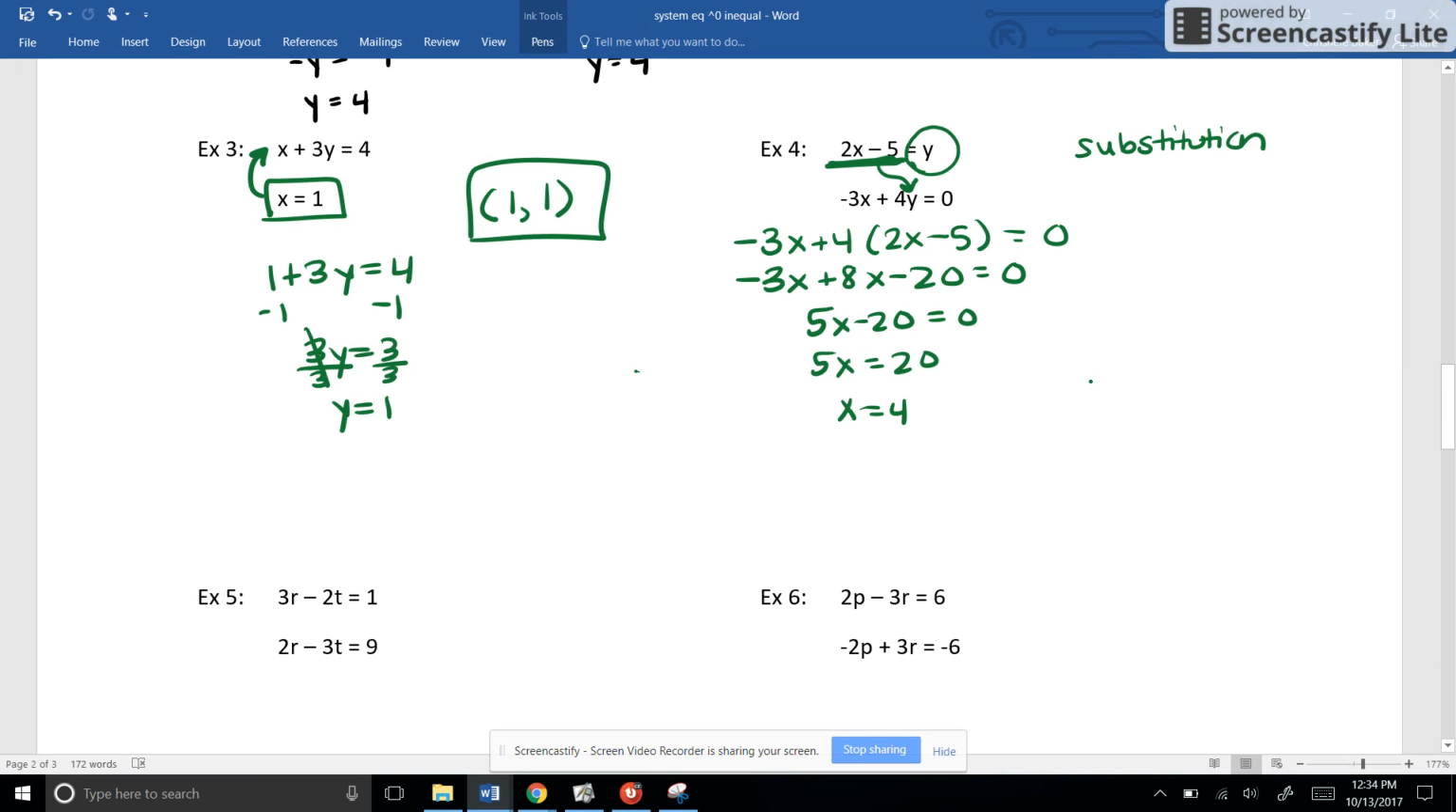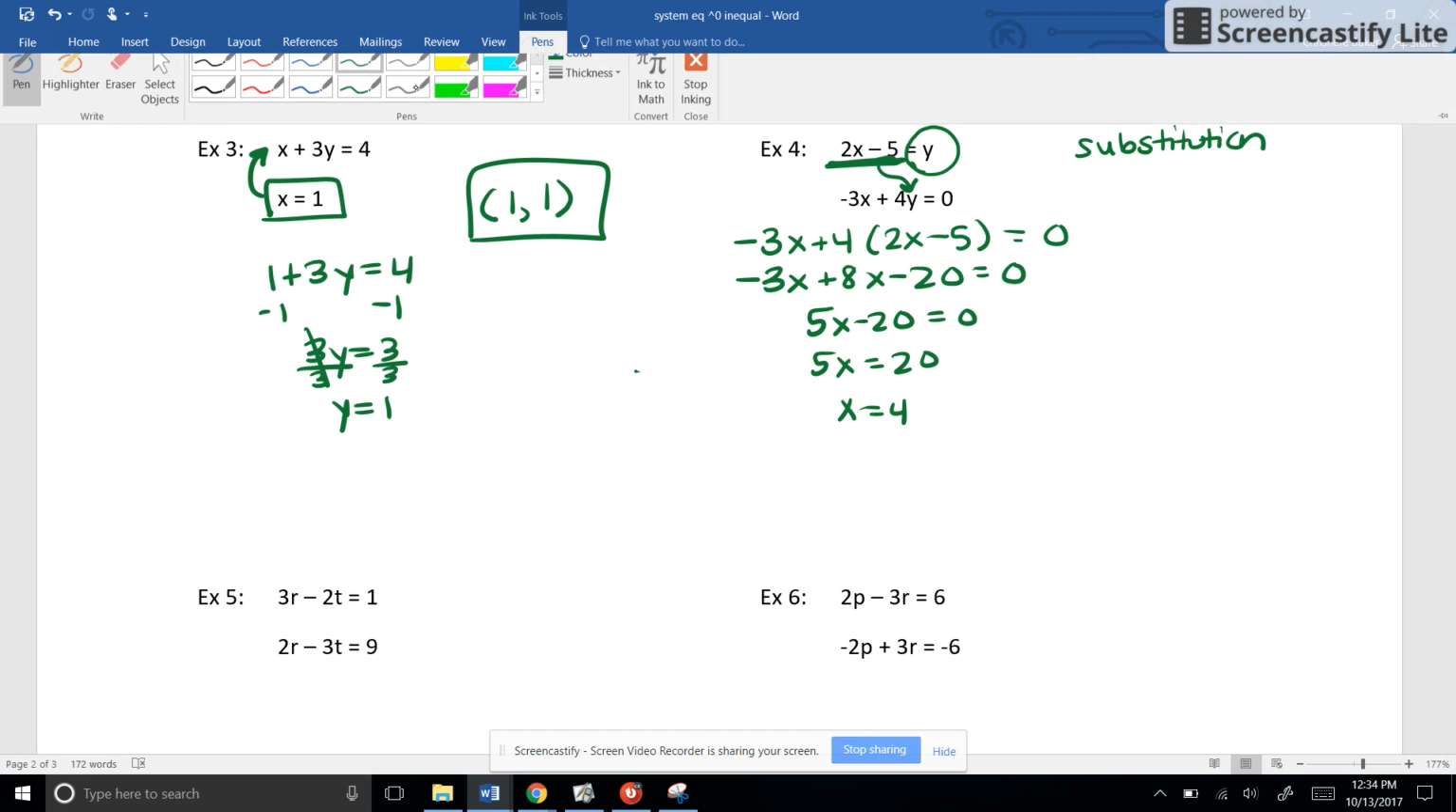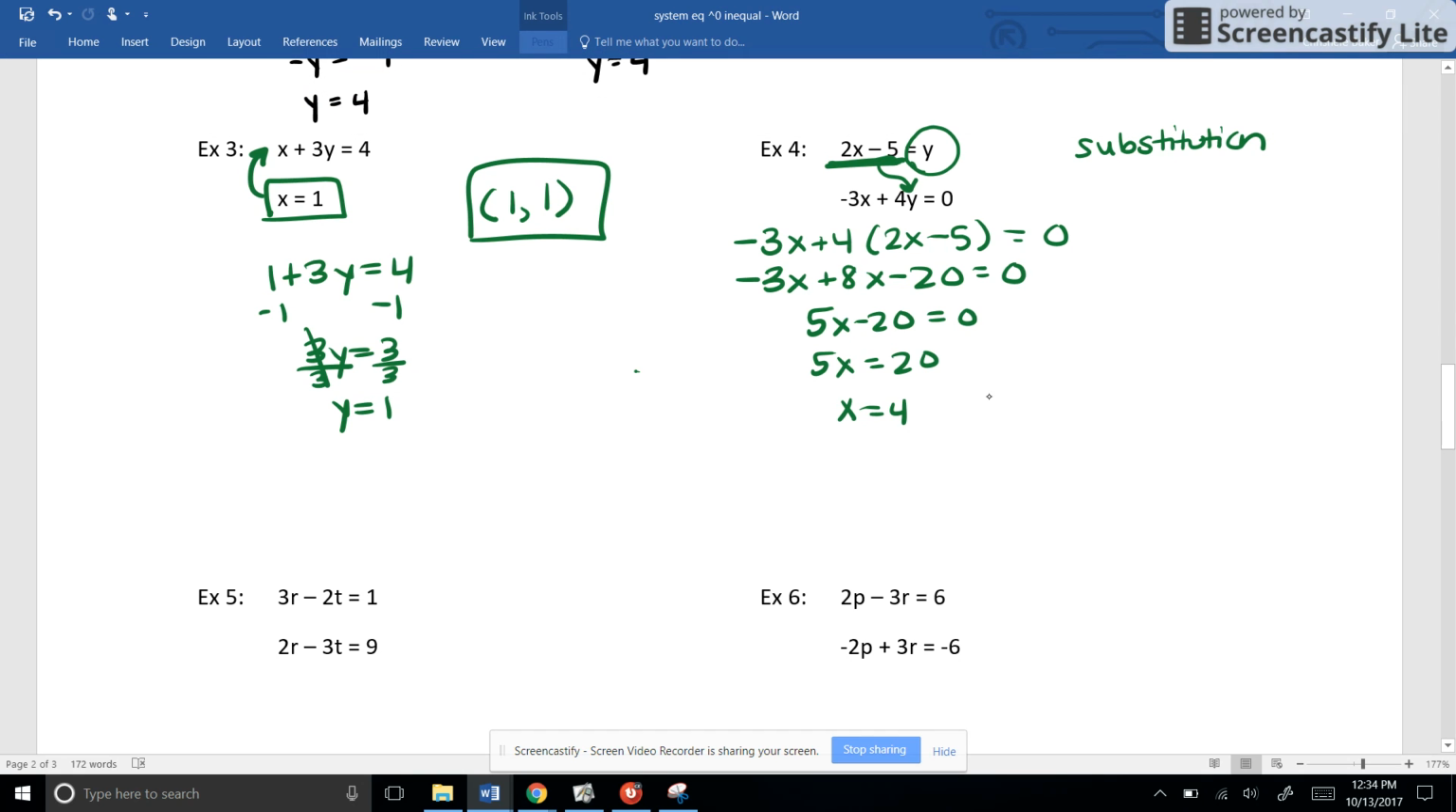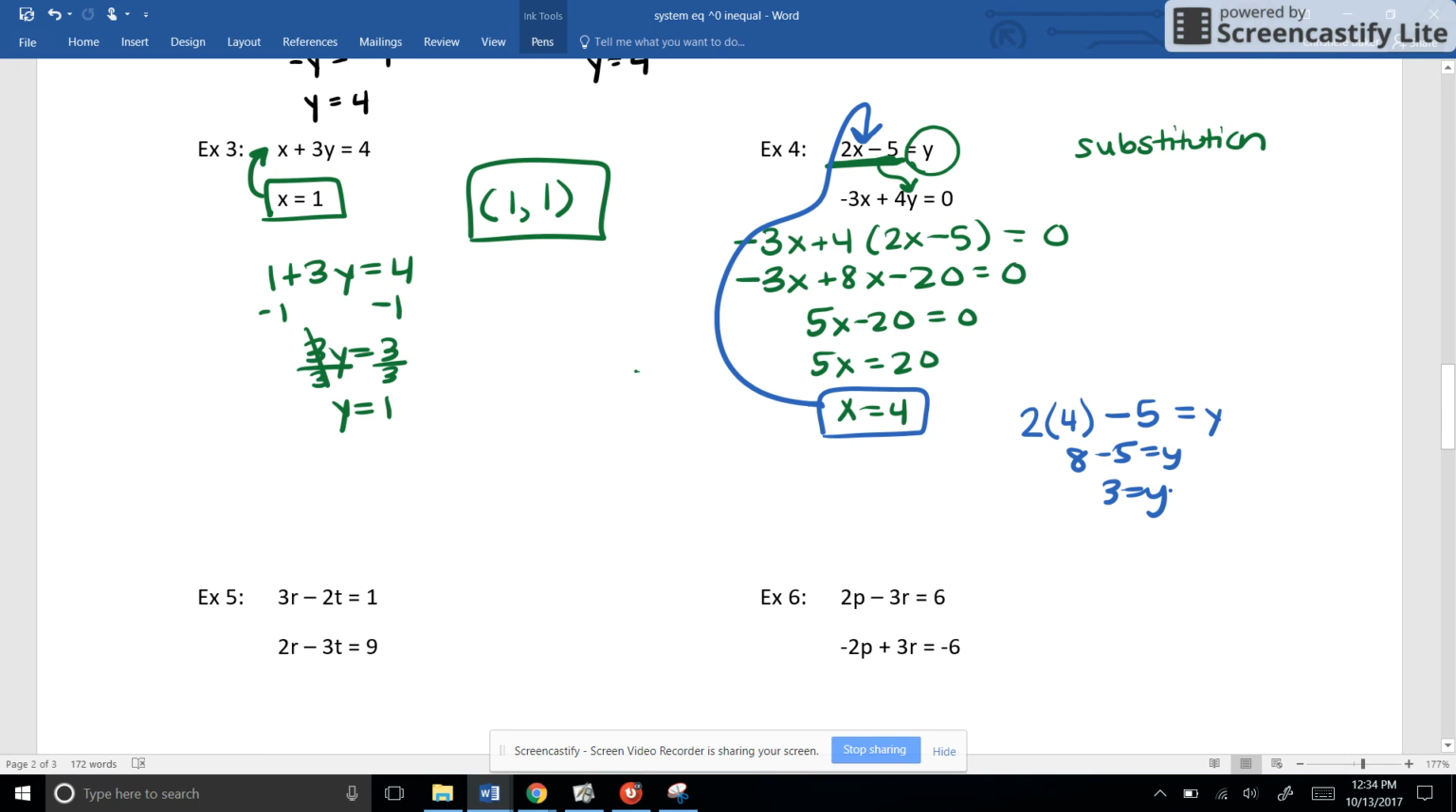Same thing from Algebra 1. I'm going to take my 4. I'm going to find my y value. 2 times 4 minus 5 equals y. Taking this 4, plugging it back in for x. 8 minus 5 equals y. 3 equals y.